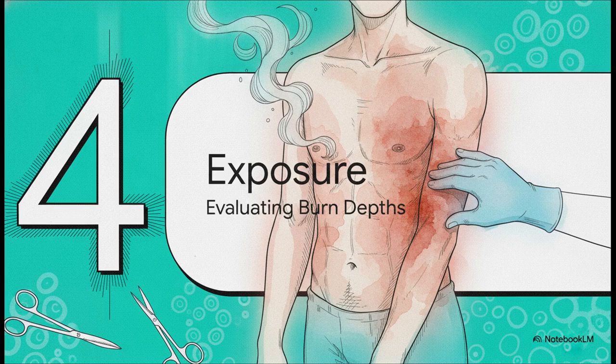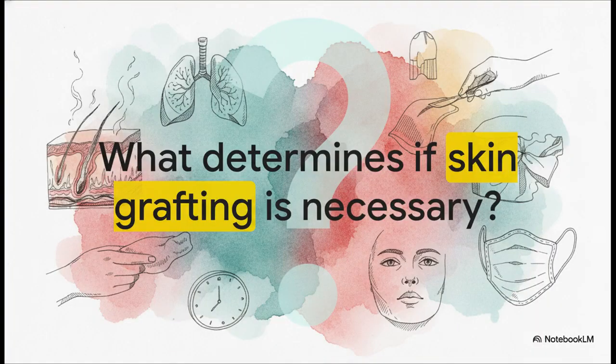On to the final primary survey step, Section 4, Exposure, Evaluating Burn Depths. Let's start with some surgical foundational knowledge. Which parameters are taken into account while performing skin grafting in a burned patient? A. Presence of inhalational injury. B. Depth of burn wound. C. Aesthetic concerns. D. Age of patient. Or E. None of the above.